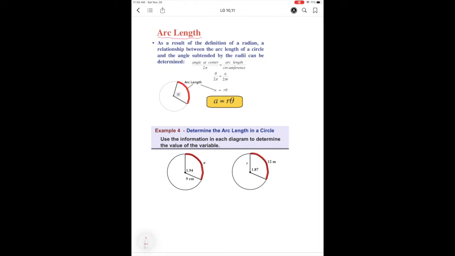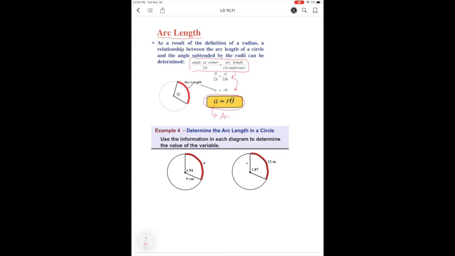The result of how we get this handy dandy formula to calculate arc length or radius or theta, the angle in the center, comes from this relationship where we have the arc length and the angle at the circle and the circumference. So it just derives to that and then it comes down to this. Okay, so you're going to be using this, so make sure you understand it.